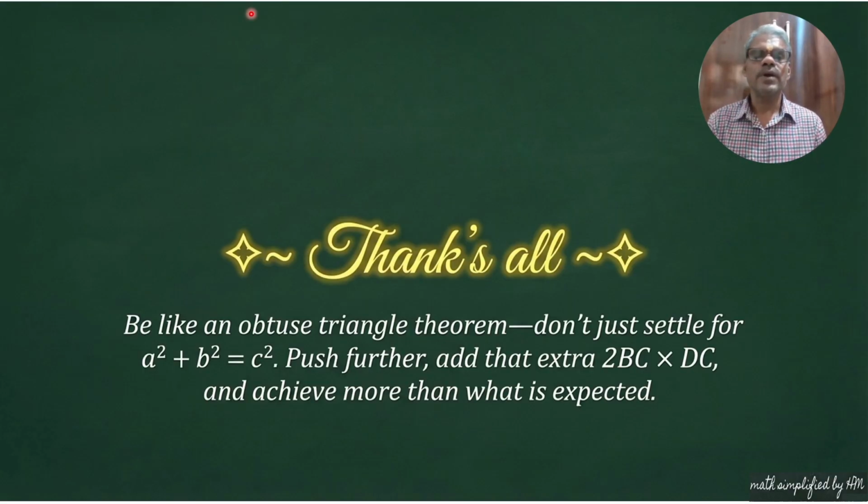That concludes our proof. Let this inspire you. Don't settle for the minimum. Be like the obtuse angle triangle theorem. Push further, add that extra value, and exceed every expectation. That means, be like the obtuse triangle theorem. Don't just settle for a square plus b square is equal to c square. Push further, add that extra 2 BC into DC and achieve more than what is expected.